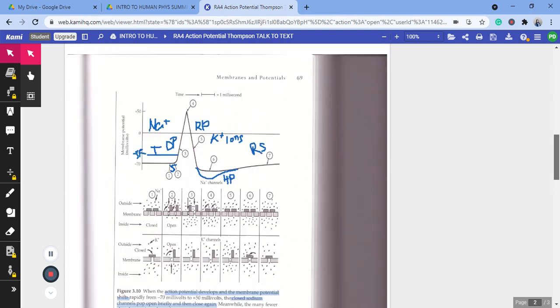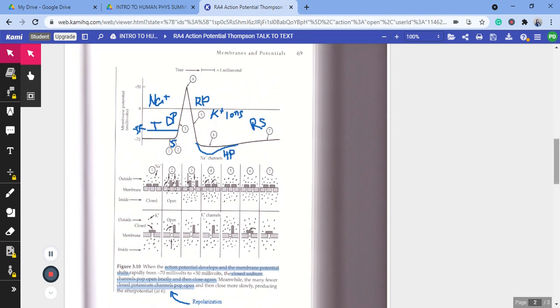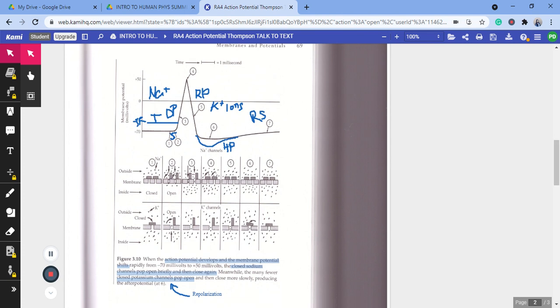But once we reach the repolarization state, the gates are closed, but they open on the second state and let the potassium ions out. And once it reaches the sixth state, which is basically the hyperpolarization, the gate closes once again, and then it reaches the resting state.